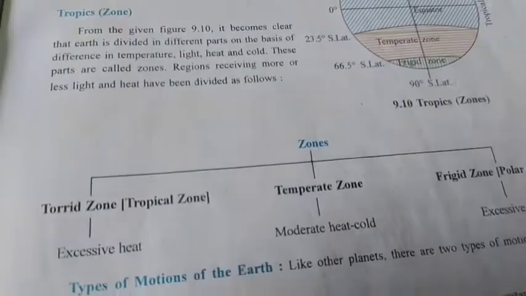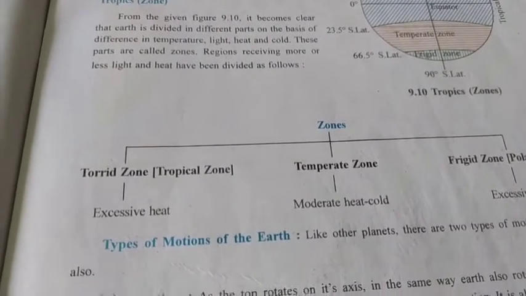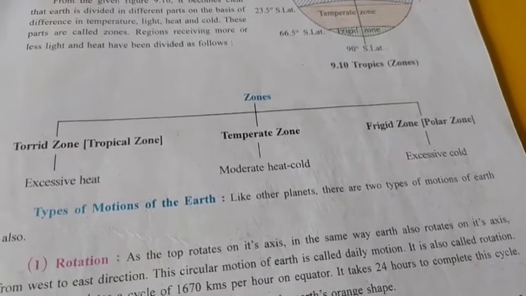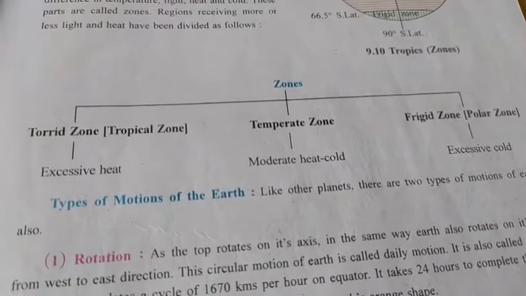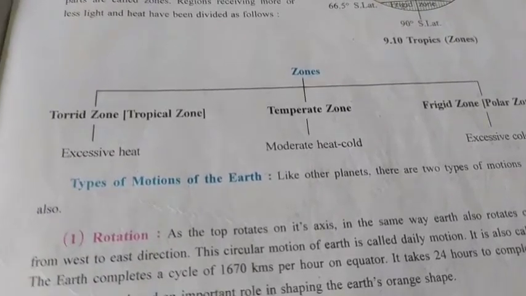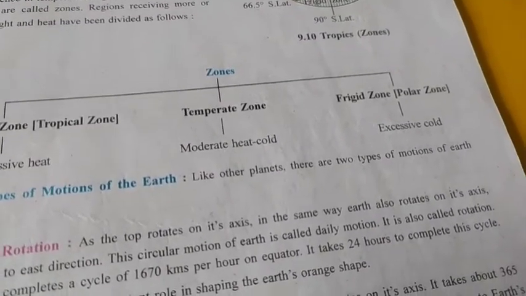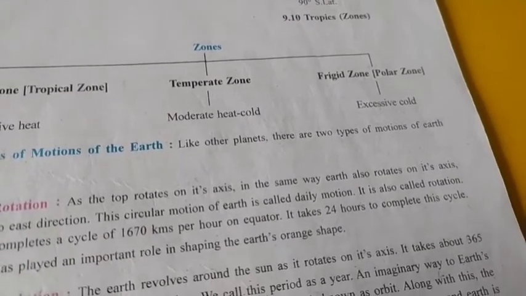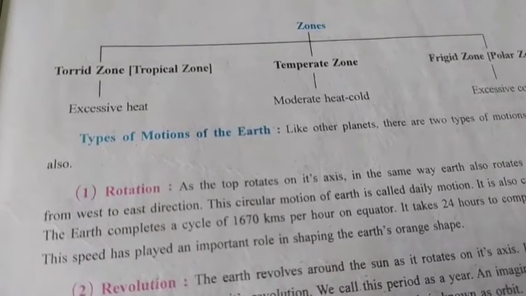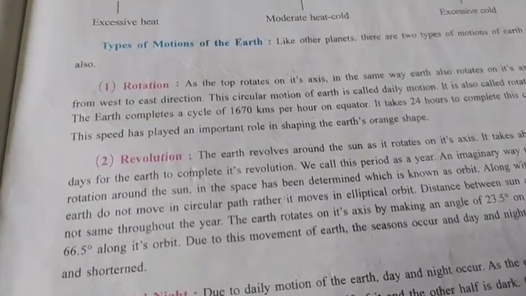Okay, so see zones: torrid zone, tropical zone, temperate zone, frigid zone. Moderate heat, cold, excessive cold, excessive heat. So types of motions of the earth. Like other planets, there are two types of motions of earth also. So how many types of motions on earth? Two types, rotation and revolution.